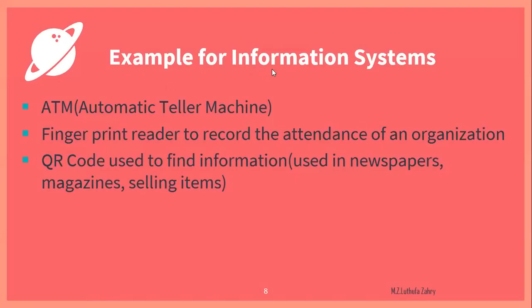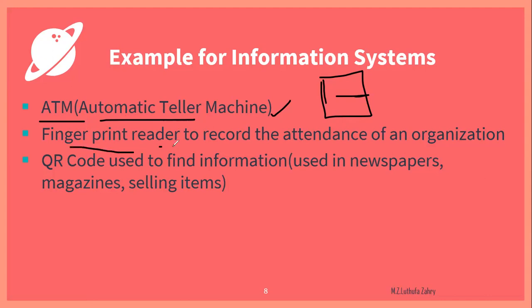Examples of information systems are the ATM, the automatic teller machine. If you want to take money from an ATM, you go there and insert your card. That is input, putting in the data: inserting the card, inputting your pin code and how much you need. Finally you get the money. That is output, and the processing is done by the automatic teller machine. So that is one example.